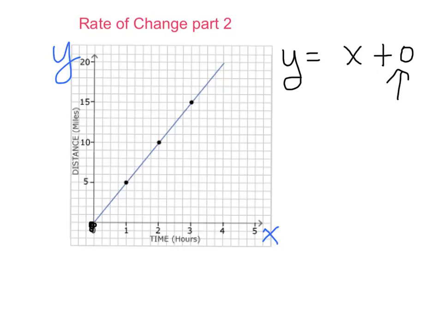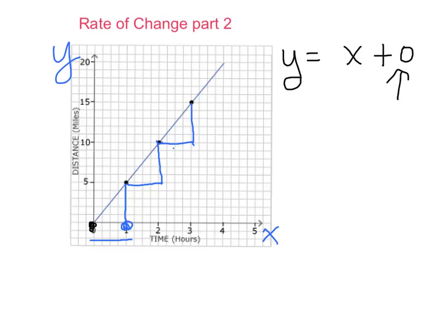Okay, so looking at the amount of change, when x changes from 0 to 1, right here, the value of y goes up from 0 to 5. And then as x changes from 1 to 2, the value of y goes up 5, from 5 to 10. So it looks like every time x increases by 1, the value of y increases by 5.